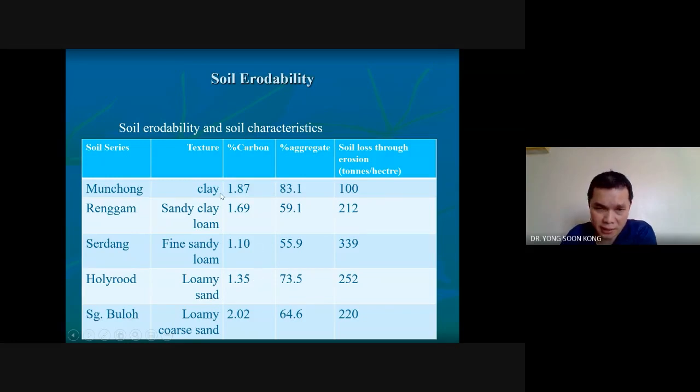Now, if you look at this part here, clay. Now, you might argue, how come clay, the smallest particle that can be easily floated or removed by movement of water, can suffer the least soil loss? I think I need to correct you on one thing. This clay, perhaps in this situation, these clays are already absorbed with water.